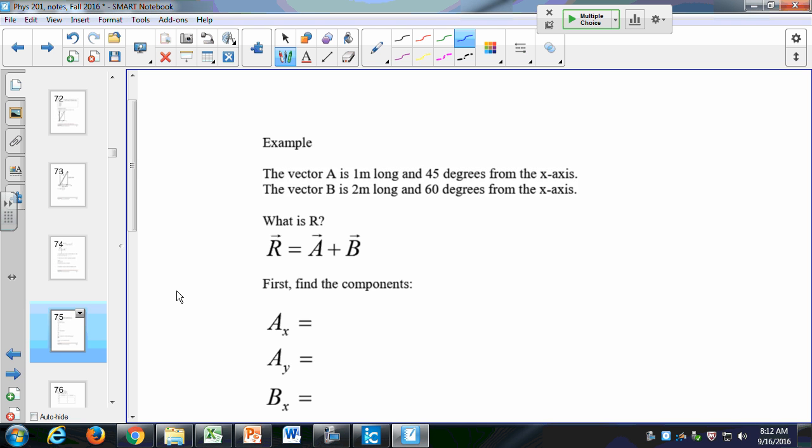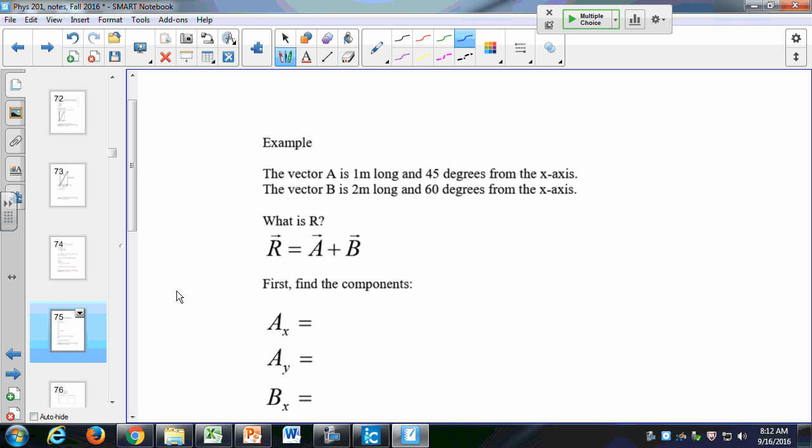I can draw my x component for A right here. This is AX. And I can draw my x component for B right here. This is BX. It's just the shadow of that vector onto the x or y axis. Likewise, I can draw the y component of A. This is AY. And then the y component of B. This is BY.